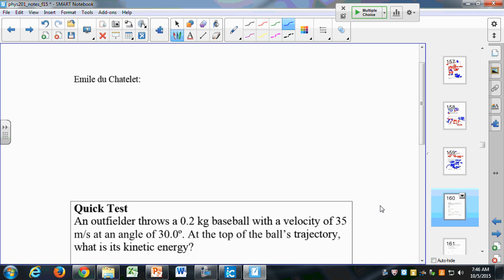One of the big contributions that she made was to describe the relationship between kinetic energy and the velocity. And for a lot of time, people thought that the kinetic energy was just proportional to the velocity and not the velocity squared, despite evidence that they had otherwise, that it was proportional to the velocity squared.